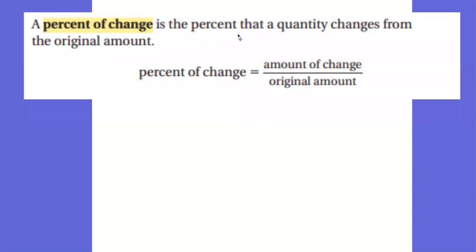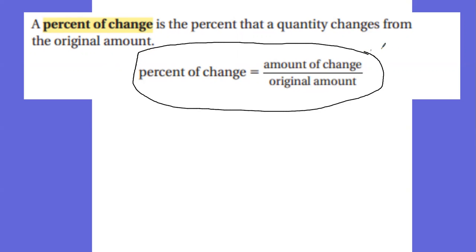Percent of change is the percent that a quantity changes from the original amount. My percentage of change is equal to my amount of change divided by my original amount. If you go back to a previous video, I went into an in-depth explanation of what's happening here and why this is working. So if you're not sure of this, make sure you go back and watch that video. But I'm going to use this idea to solve this next problem.